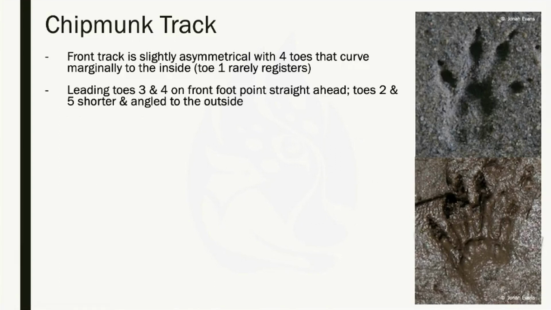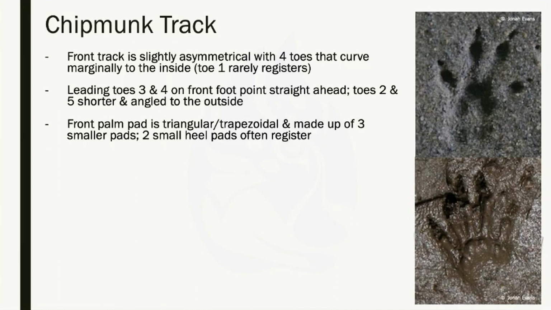Not going to usually get a toe one that registers. The inner toes 3 and 4 are going to be the leading toes, and they're going to point mostly north. And toes 2 and 5 are going to be angled to the outside. And you can really see the difference there between those. Okay. Again, you're going to get this kind of trapezoidal shaped, maybe a little bit triangular, but I think it's more of a trapezoid palm pad here. And again, you can see 3 distinct pads. This one across the top and 2 here. And you oftentimes will get, like with squirrel species, the heel pads that show up behind it.